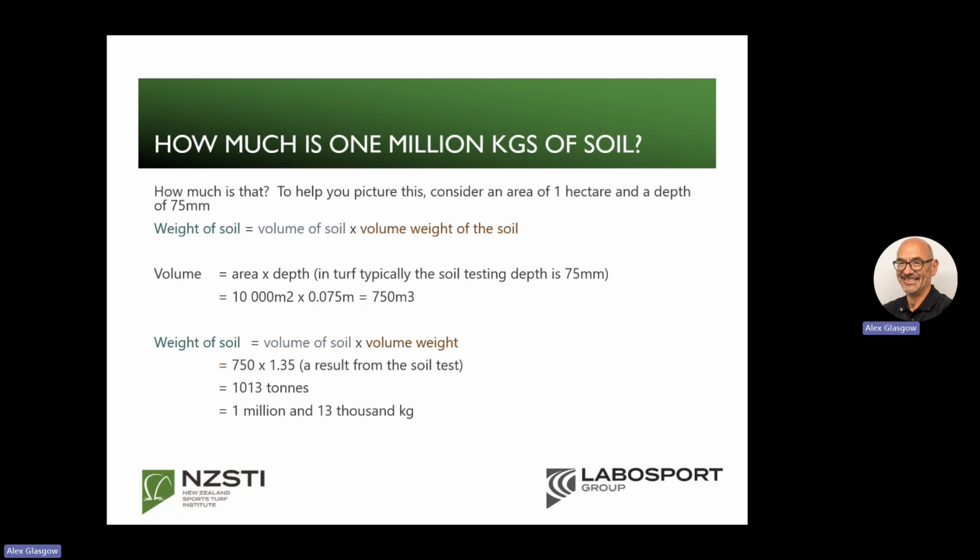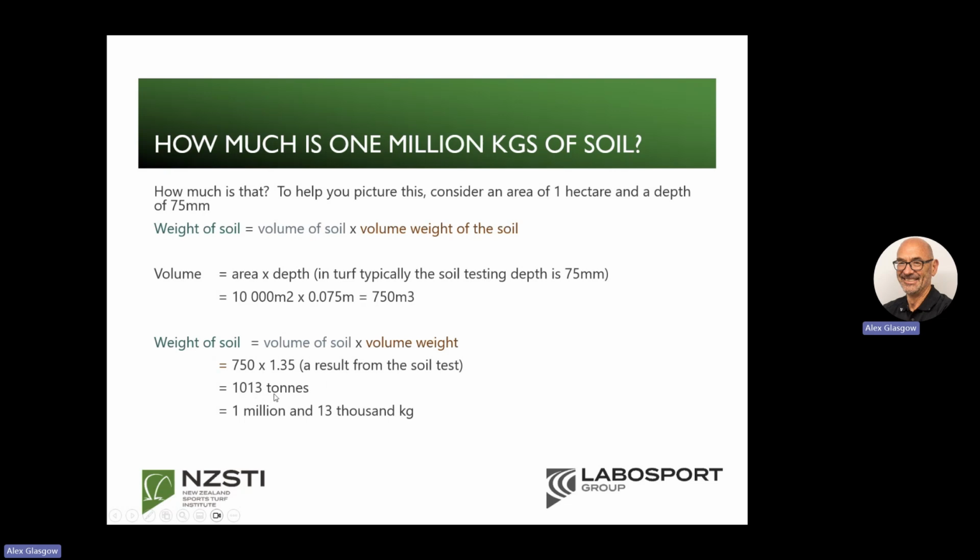Okay, to work out the weight of the soil, it's the volume of the soil times the volume weight of the soil. So the volume of the soil, that's the area times the depth, and so that is 10,000 meters squared, that's 1 hectare, times 0.075 meters, which is 75 millimeters expressed in meters, and that gives us a total volume of 750 meters cubed. So now we can calculate this because we know a volume and we know the volume weight, which is a number on the soil test result. So just an example of that calculation.